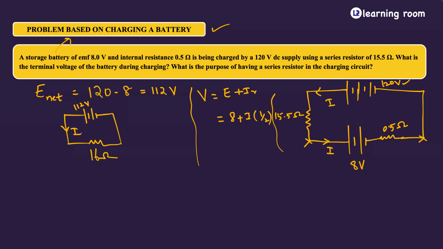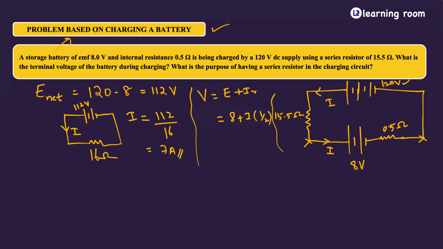You can apply Ohm's law. So I is equal to V by R, 112 divided by 16, and the answer will come out to be 7 ampere. Because 6 into 7 is 42, so the number 2 comes at the end. So it is going to be 7 ampere, right?